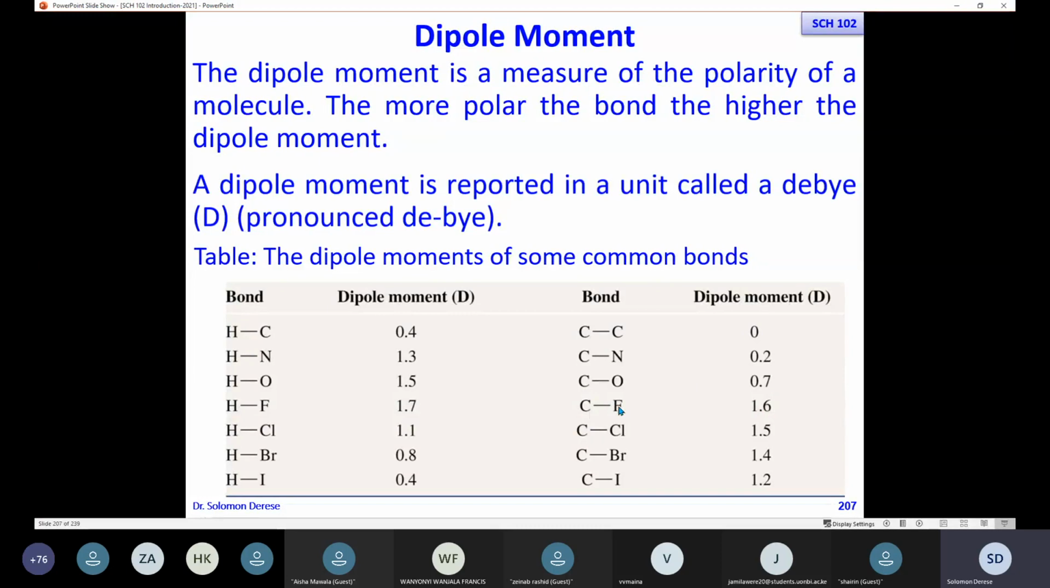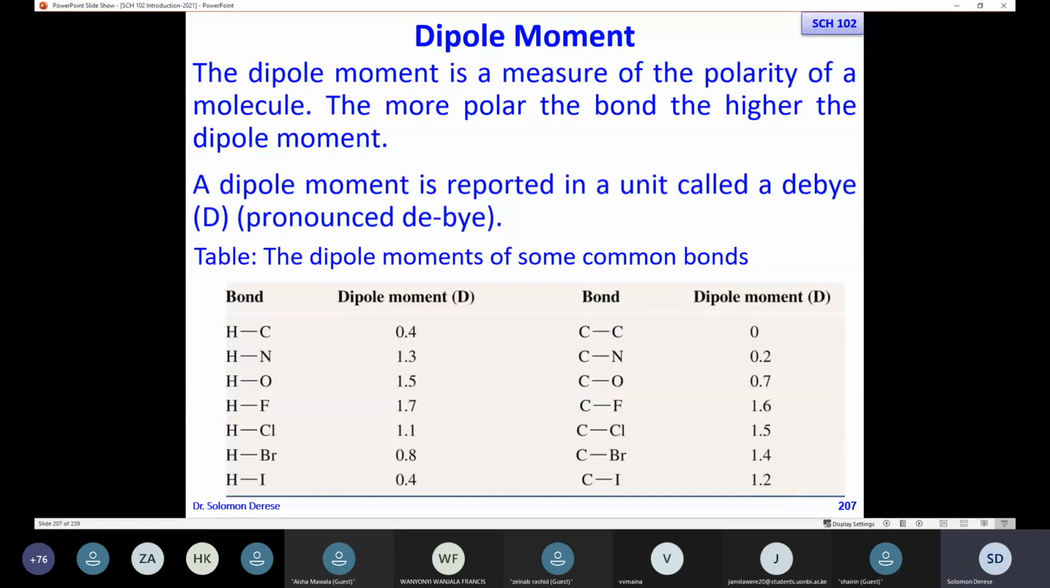And then if you go from CF to CCl to CBr to CI, you'll see the electronegativity of the element is decreasing. Therefore, as you go down, the dipole moment should decrease, which is the case here. For CF, it is 1.6. For the carbon-chlorine bond, it is 1.5. For the carbon-bromine bond, it is 1.4. For the carbon-iodine bond, it is 1.2.